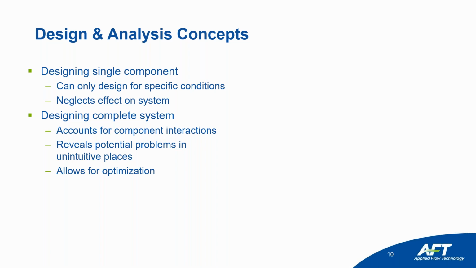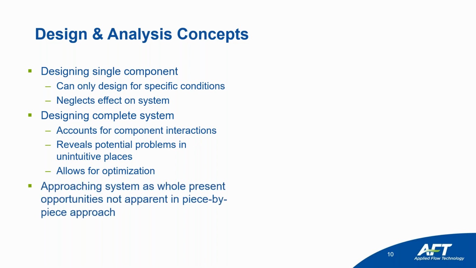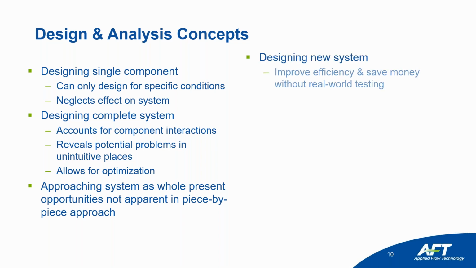And so we're going to see some examples of what that looks like here today when I go into a couple of models here. And so when you approach a system as a whole, it's going to help you uncover things that are not apparent if you're only looking at things piece by piece. When you're designing a new system, you can improve your efficiency and save money without having to do real world testing. So there's a major advantage to that.